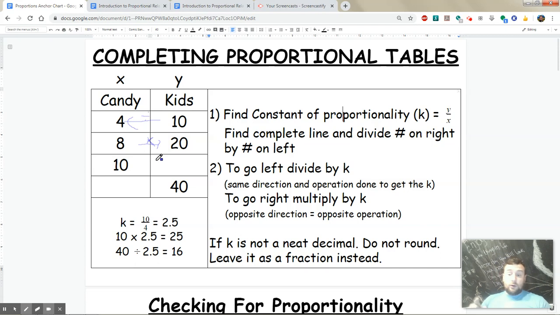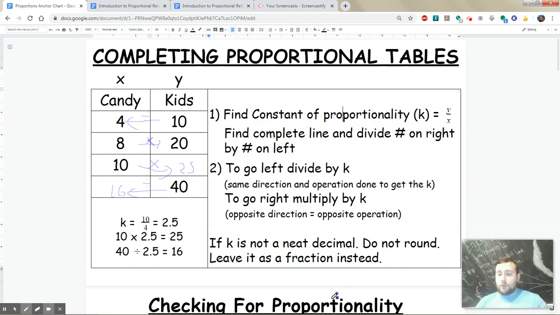Of course, this only works if you started getting K by doing right divided by left. So you have to go in the same orientation as you used to find your K. I always do right divided by left. It's how I try to do it. So if I'm trying to find this 10, since I'm going right, I have to multiply times K. And so 10 times 2.5 gives you 25. And if I'm trying to go left to figure out this 40, I have to divide by my K. So I do 4 divided by 2.5, and I get 16. So that is essentially how you do this.